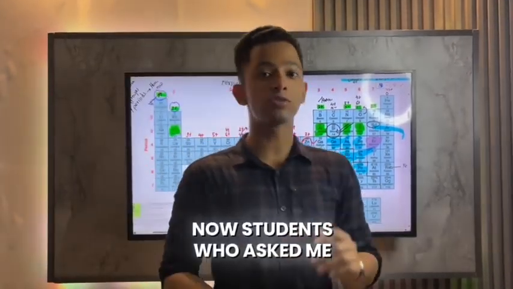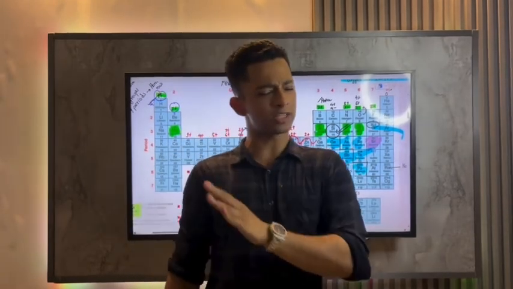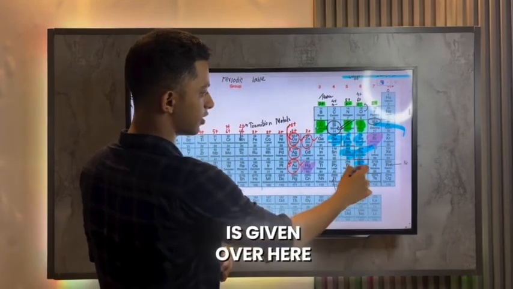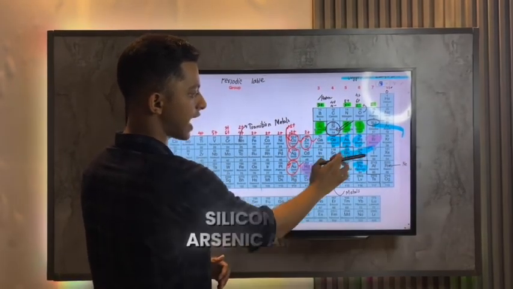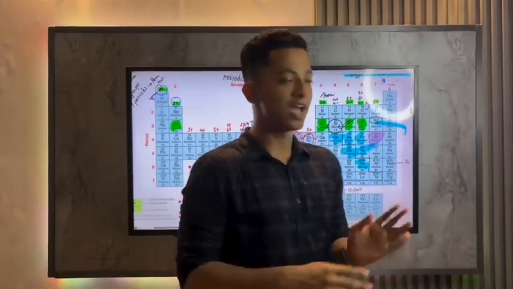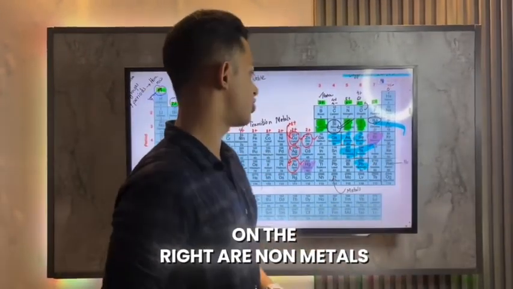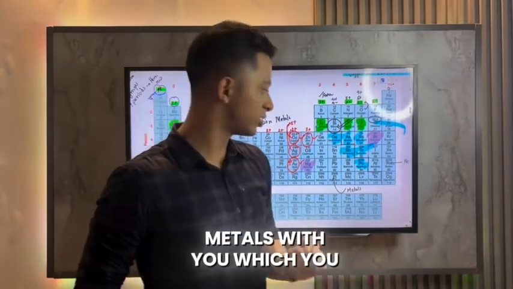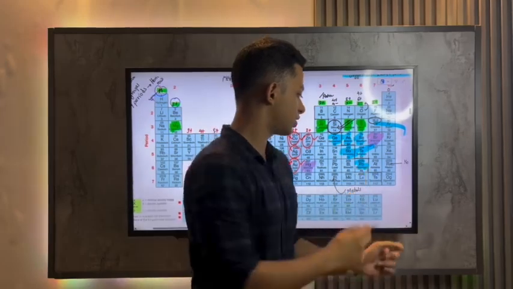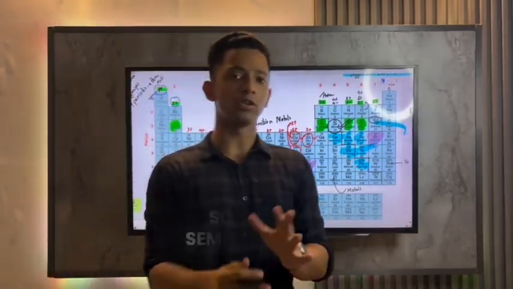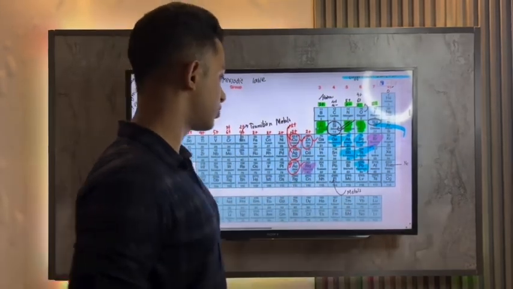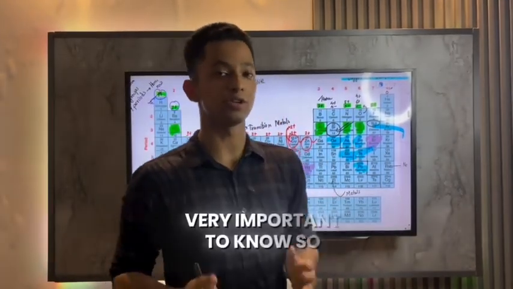Now students do ask me another thing about the metals and non-metals. I think most of you know about this staircase line that is given over here, that separates boron, silicon and arsenic. The ones on the left are metals, and the ones on the right are non-metals. And there are some semi-metals, which you can find here in germanium, arsenic, antimony, tellurium, polonium, and maybe astatine a little bit. Though semi-metals are not very important to know, the metals and the non-metals are very important to know.